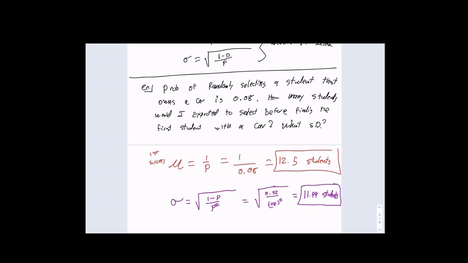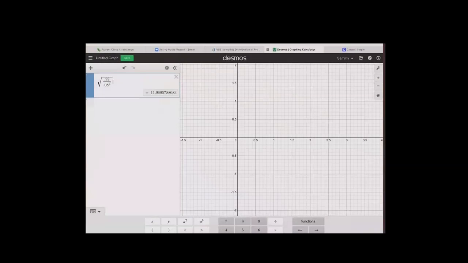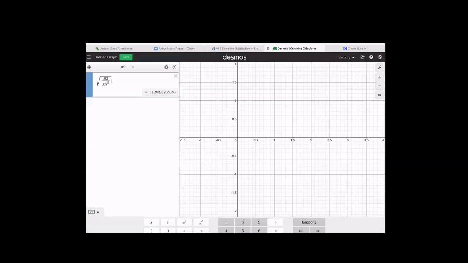Basically, there's a lot of variability. It might happen on my first student. It doesn't follow a normal model. Let me try to do something real quick differently. Just want to make sure. Square root of 1 minus 0.08 divided by 0.08. Yeah, same answer. There's a lot of variability, and it's not normally distributed.